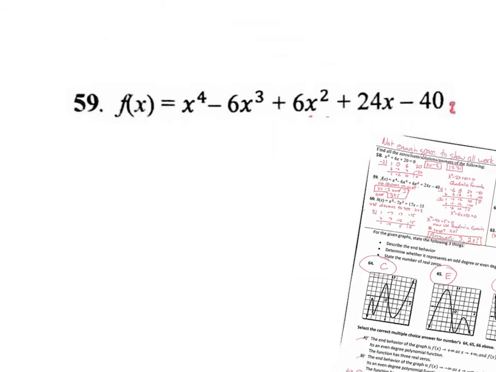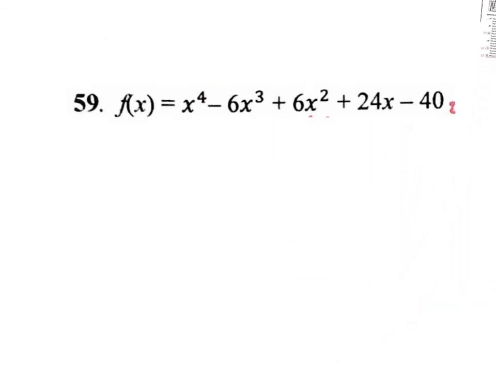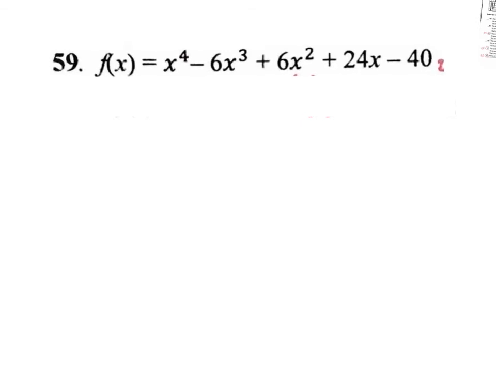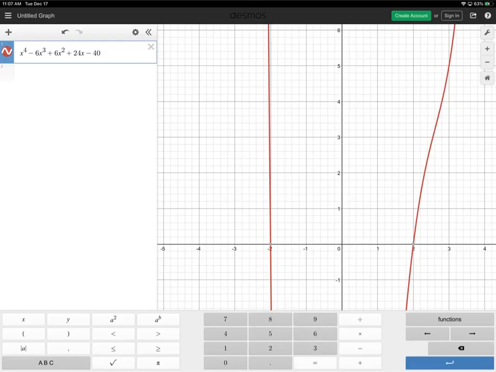Let me get rid of the actual work. Let's just focus in on question 59 just to show you. If you type this into Desmos, you could put y equals. As a matter of fact, you could even just type it in without the y equals. It'll give you the same exact graph. Let me show you. See, on the Desmos app, I didn't even put y equals, but it gave me the same exact graph. You could put y equals if you want, but here it is typed in exactly the way it is: x to the 4th minus 6x to the 3rd plus 6x squared plus 24x minus 40.